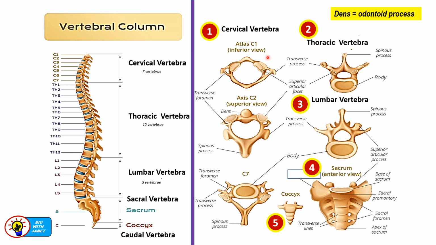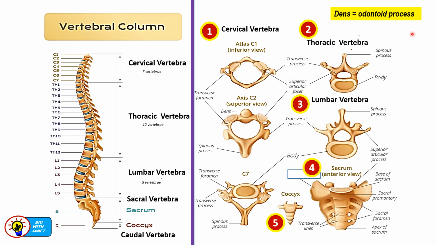So this picture is a useful picture to show the overall summary of what we have studied concerning the different types of vertebra, starting with the cervical vertebra, atlas C1, axis C2, and then the other cervical vertebra from C3 to C7. Then we have the thoracic vertebra, then the lumbar vertebra, then the sacrum, and finally the caudal vertebra, which forms the coccyx. So the word dens here means odontoid process. In the textbook, we use this word, odontoid process.